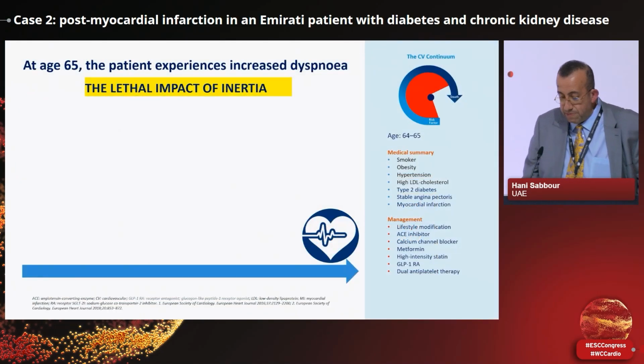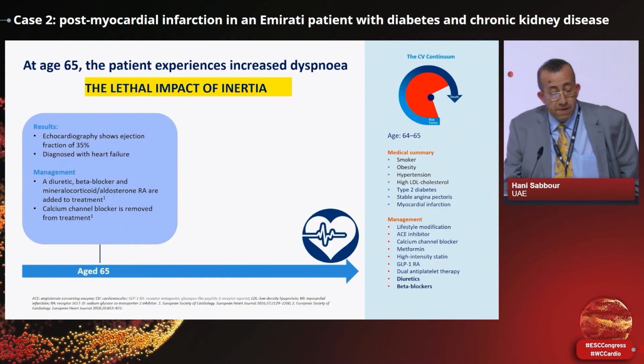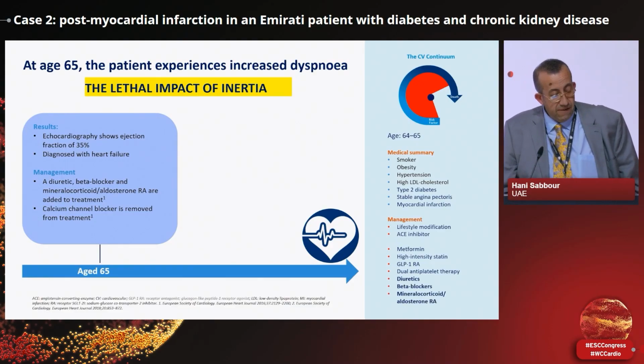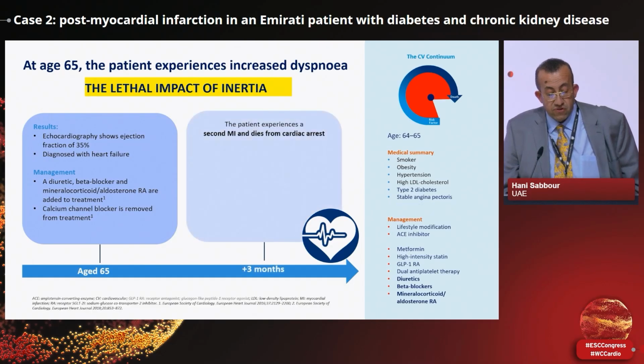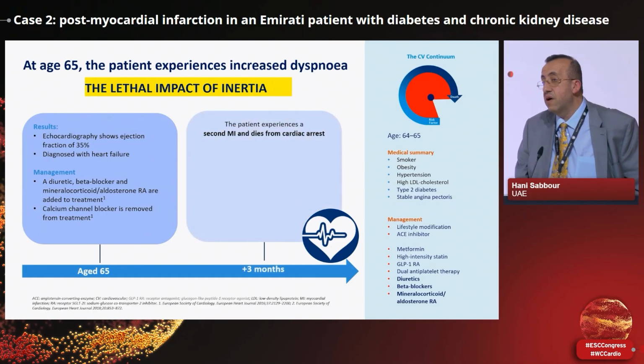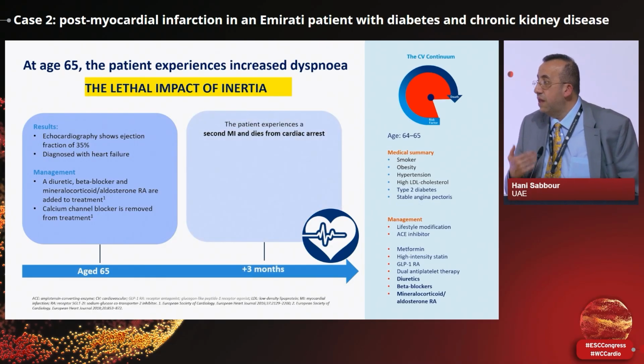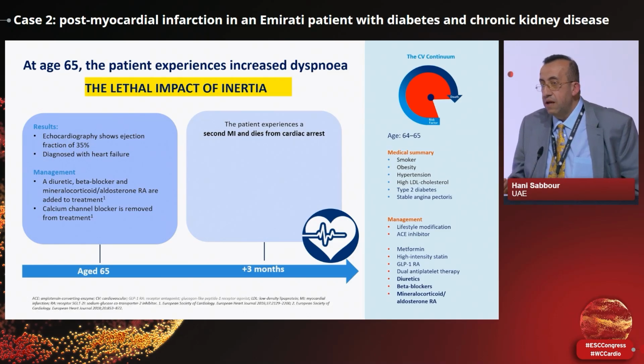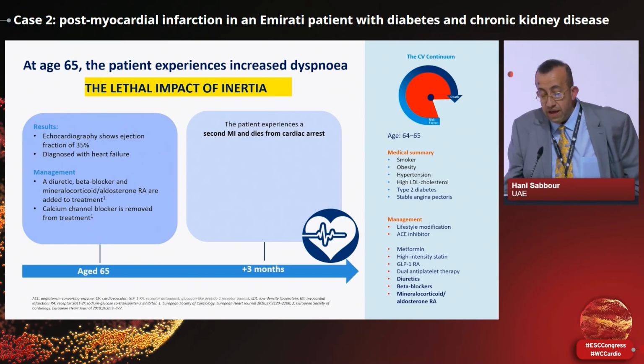So what happened to this patient, really? The patient had increased dyspnea. EF drops to 25%, now is on GDMT for heart failure, and unfortunately the patient has a second MI and dies of a cardiac arrest. This is the lethal outcome of inertia. We have tools to detect, screen, and treat. We need to apply them early and effectively.